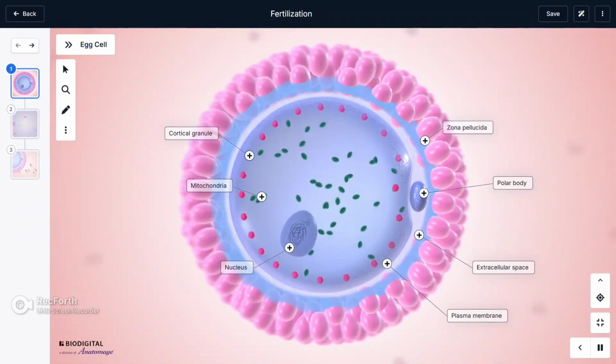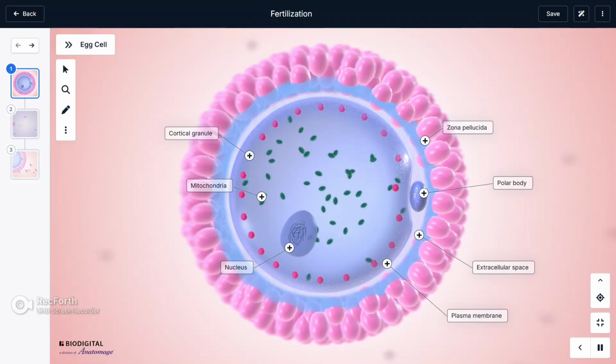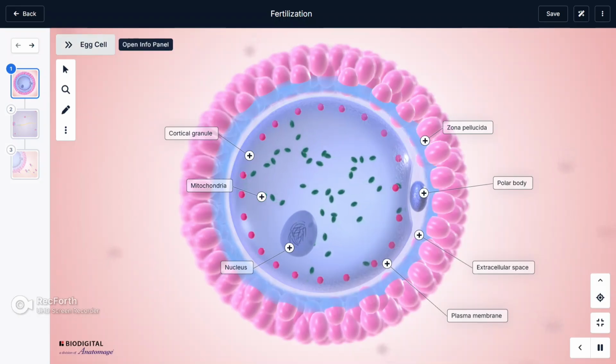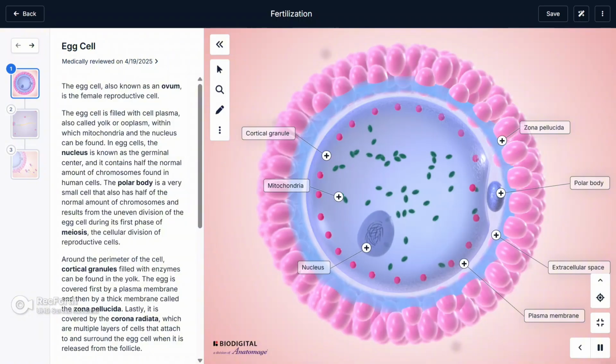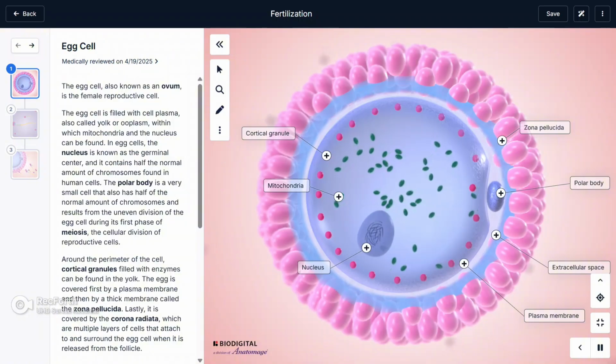So this is fertilization. And the thing that you're seeing right now is a simulation of an egg cell, which holds a vital role in completing the process of fertilization. So the egg cell, also known as an ovum, is the female reproductive cell.